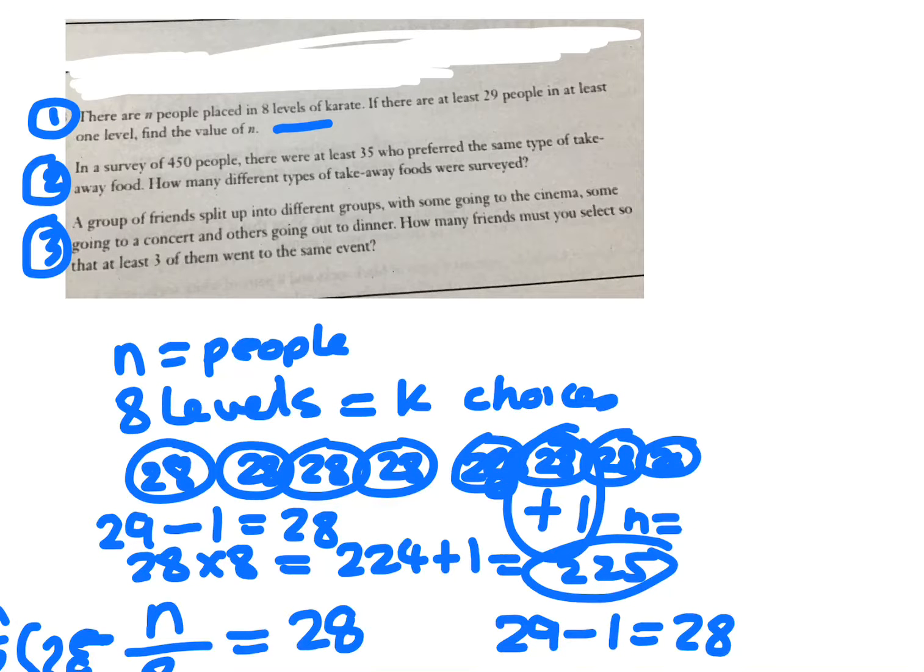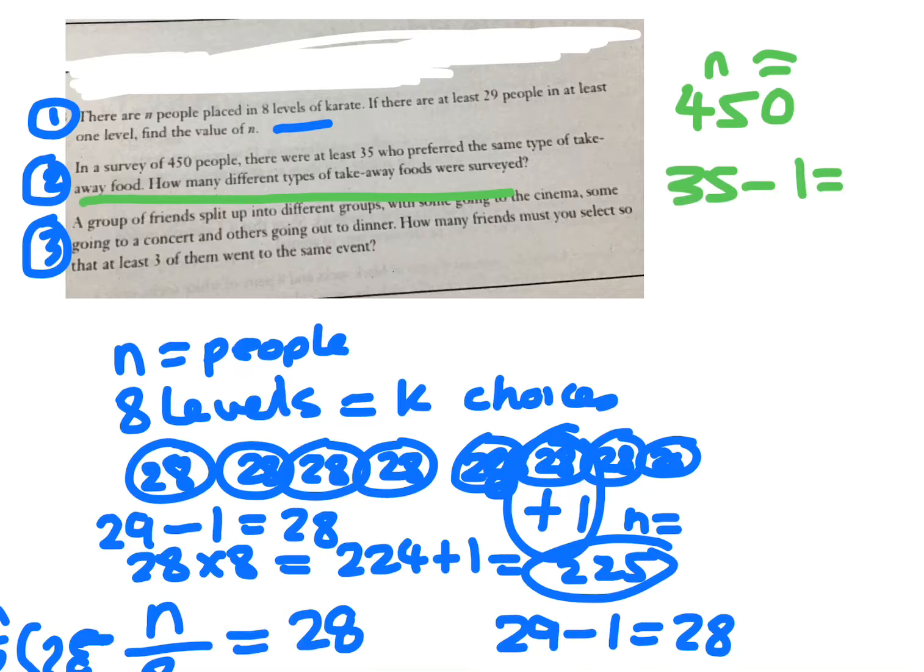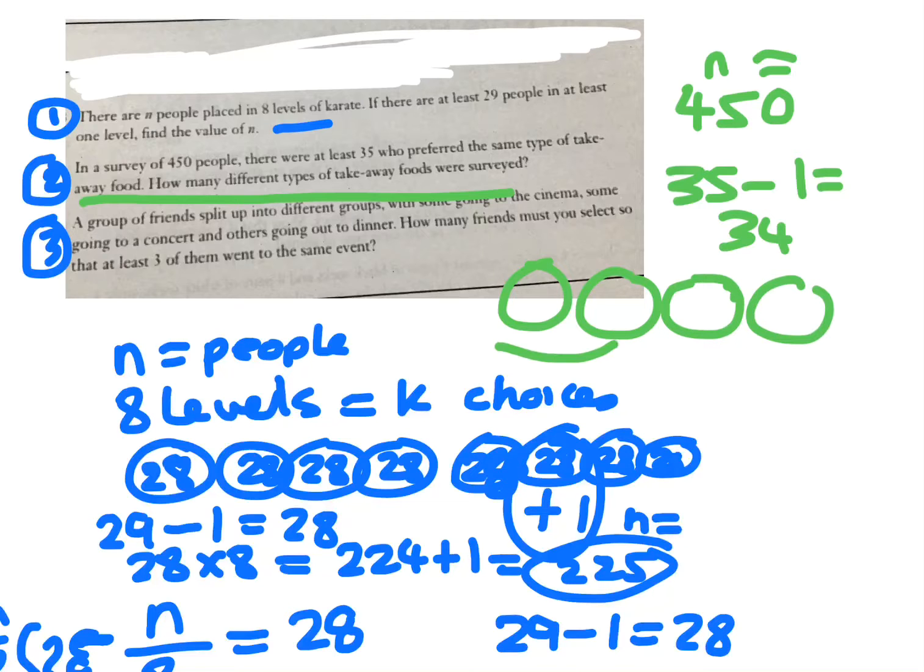Okay, so let's look at the next one. A survey of 450 people, so that's your n. There are at least 35 who'd prefer the same type of takeaway. So if you did 35 minus 1, you get 34. And that's how many are in each of your pigeonholes. There's k of them. I don't know what they are.